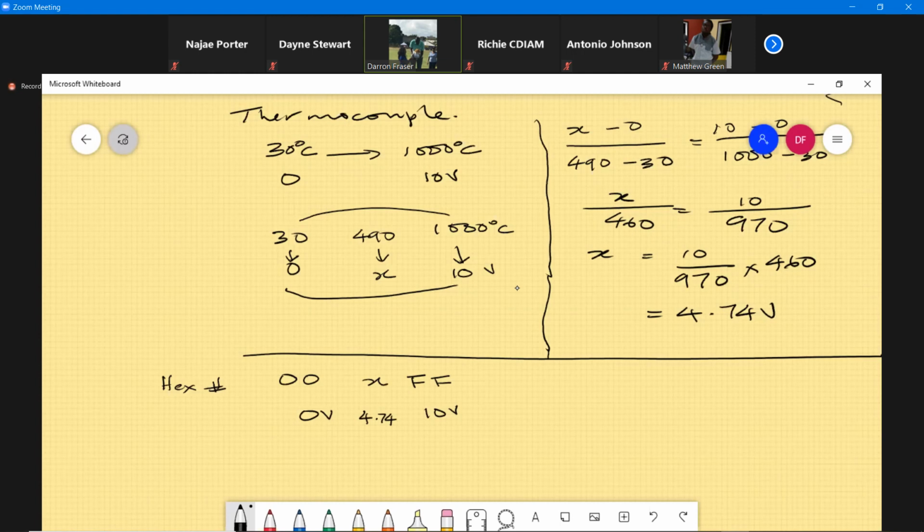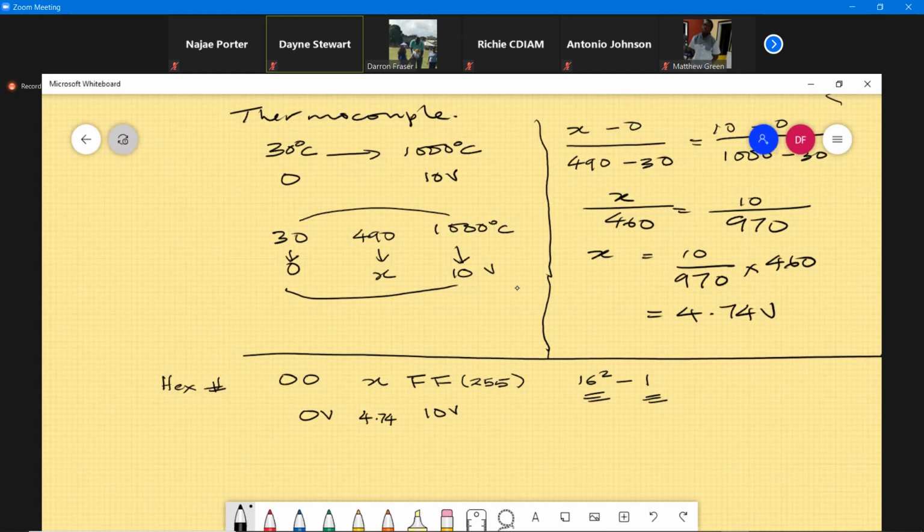So what is the base 10 for FF? Anybody remember? It would be 16 squared, minus 1. Yes, sir. So that corresponds to 255.